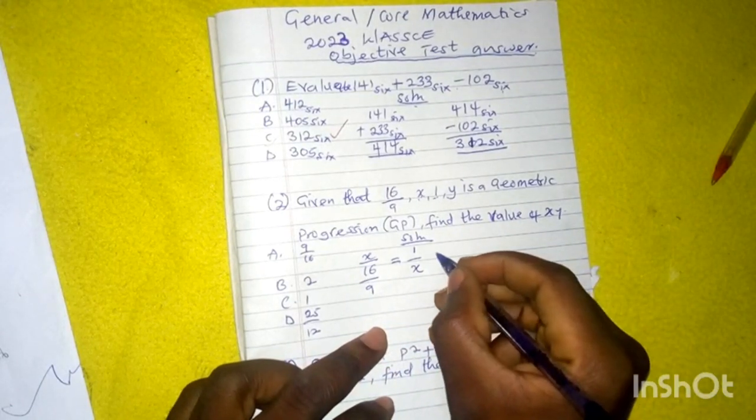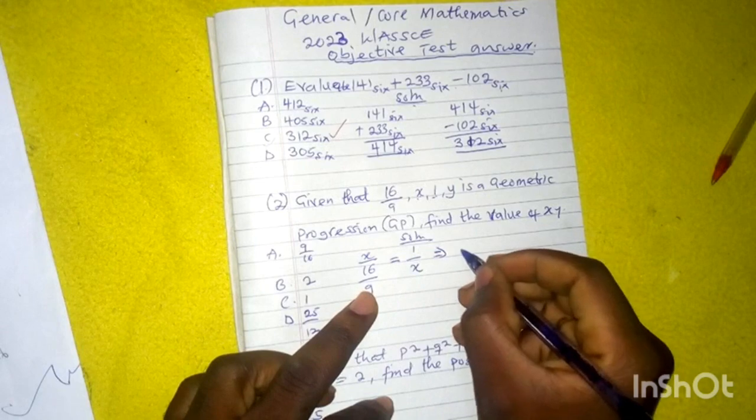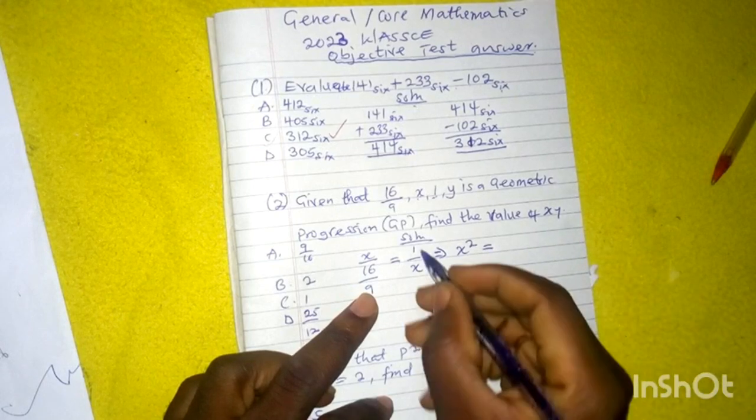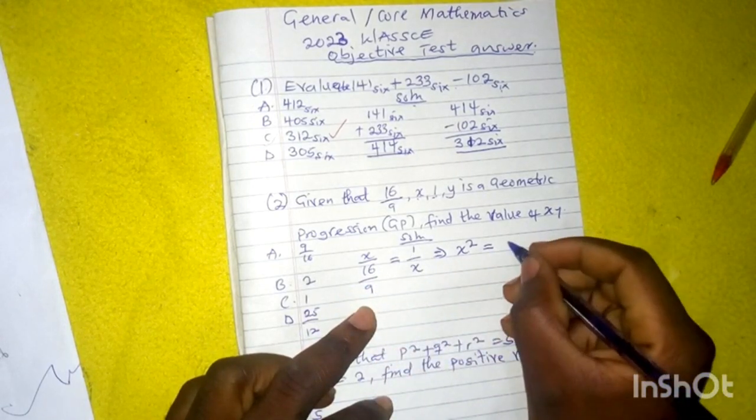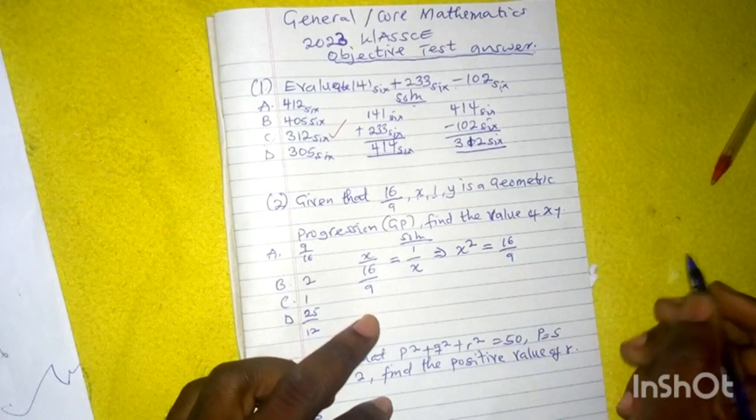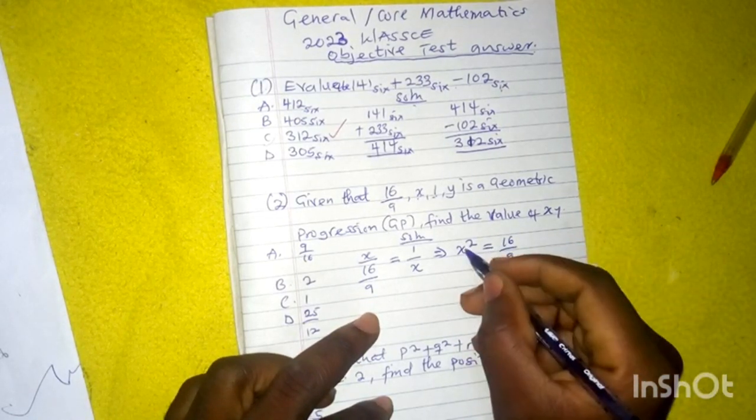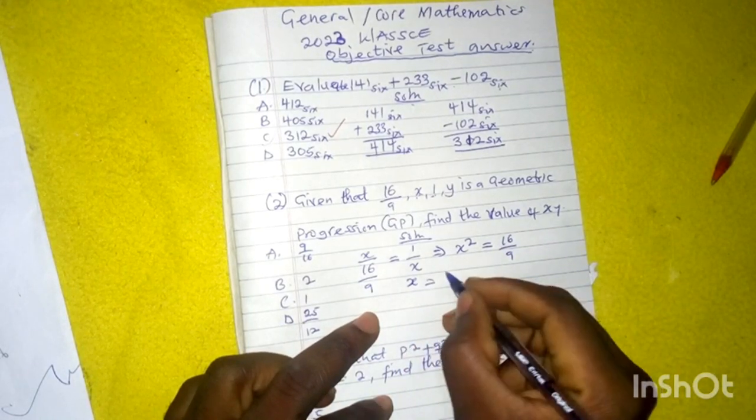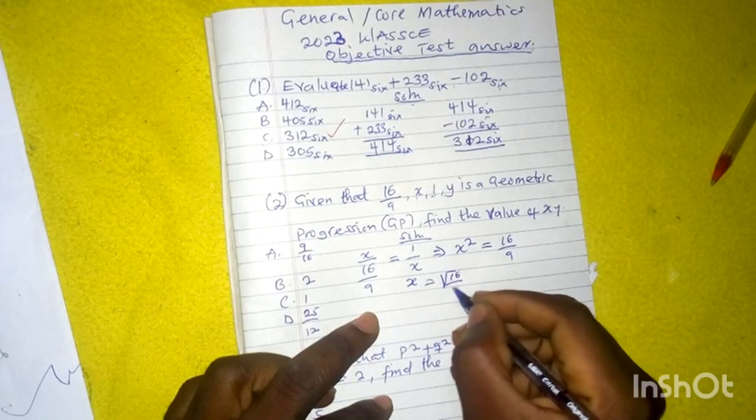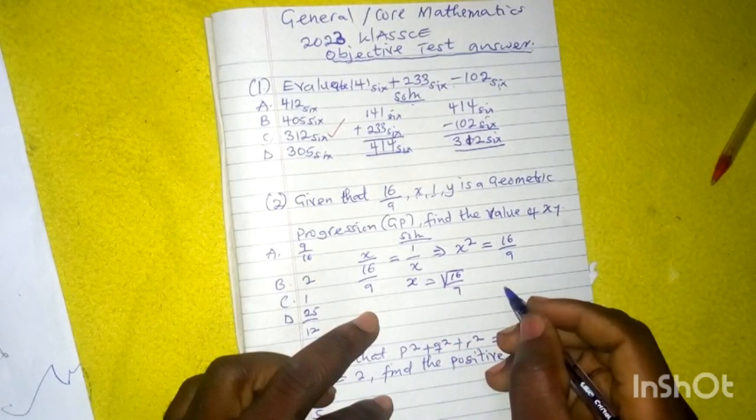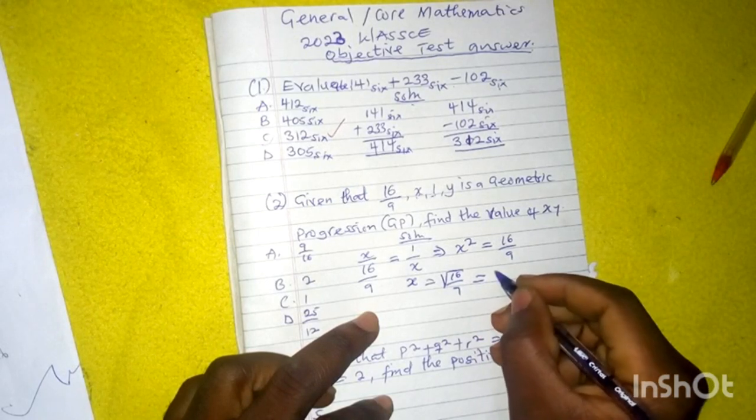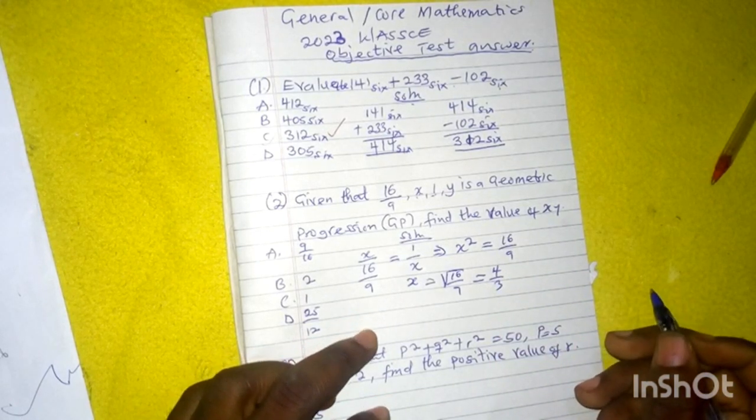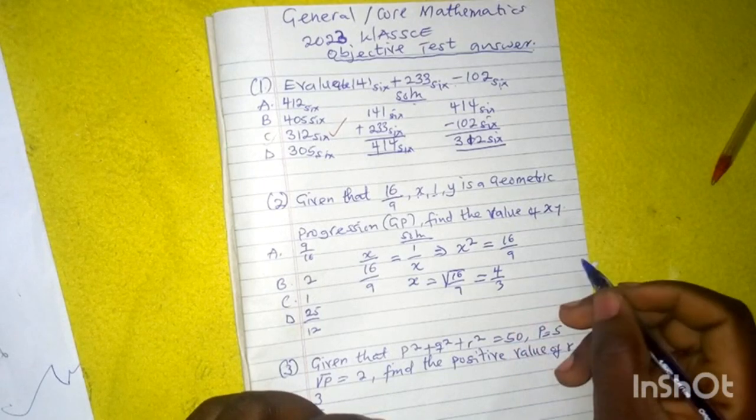So this will imply that x times x will give us x squared, equal to 1 times 16 over 9, which gives us 16 over 9. To eliminate the square, we use the square root. So x will be equal to the square root of 16 over 9. 16 over 9 is the same as 4 over 3. You get it? So x is 4 over 3.